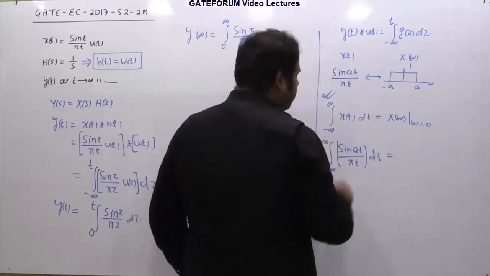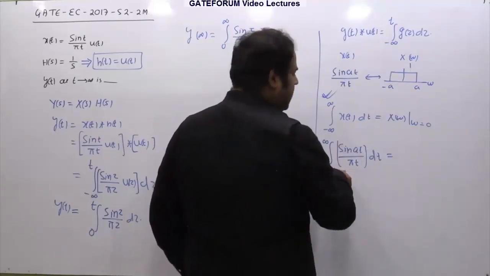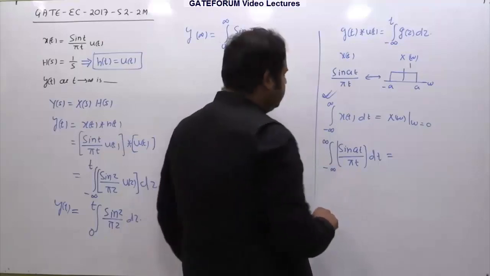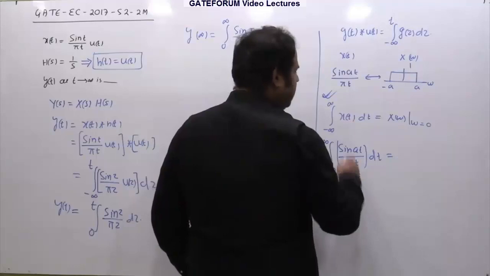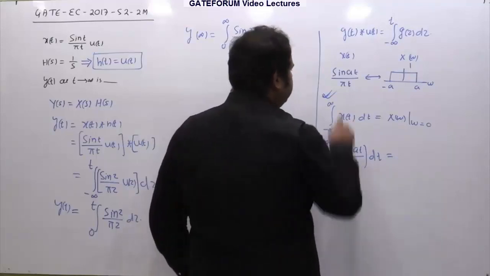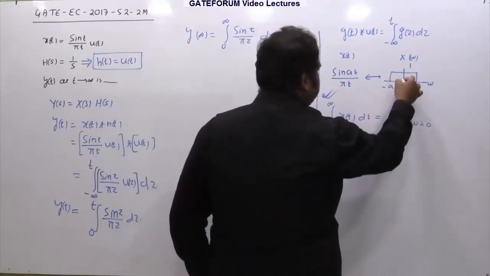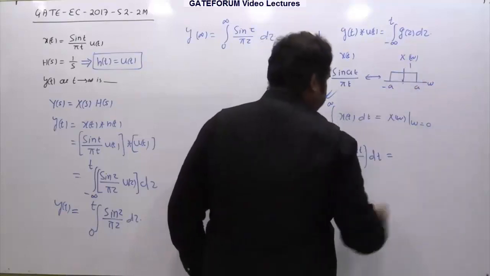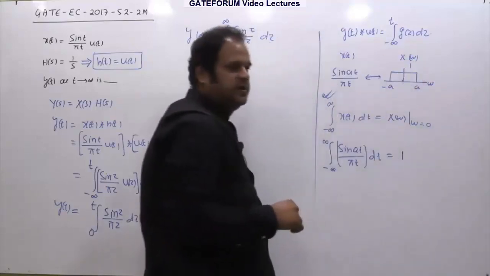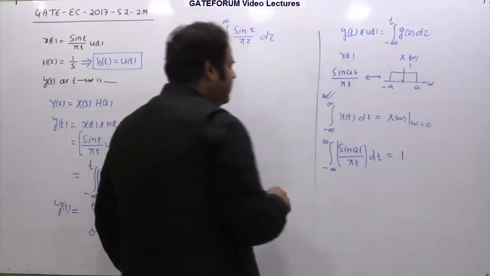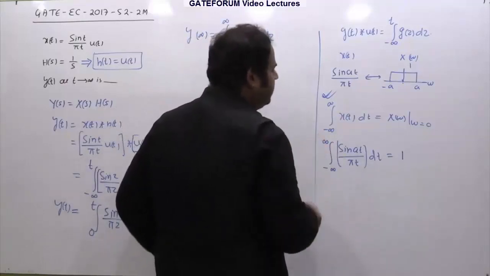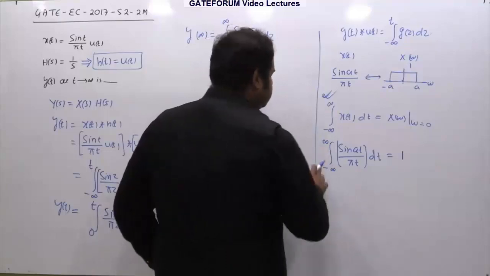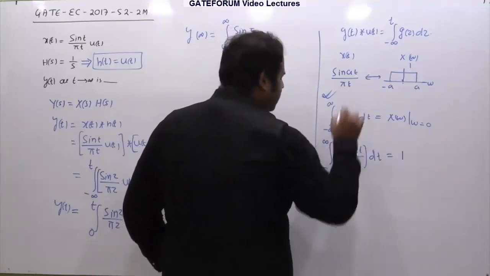So this answer will be the Fourier transform of this signal at omega equal to 0, isn't it? I know the Fourier transform of this signal is this, and at omega equal to 0, its amplitude is 1. So this is nothing but your 1, right? So the integration of sin(at)/(pi t) with respect to t over the minus infinity to infinity interval is 1.